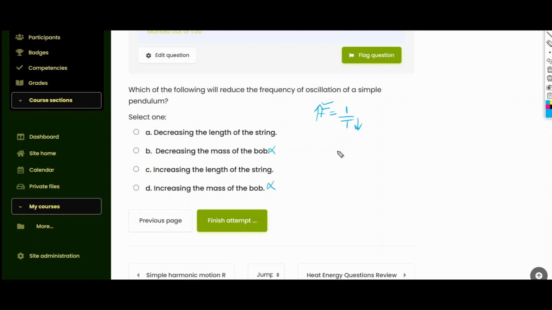From T equals 2 pi root L over g, we see that the period is directly proportional to the length, and the frequency is 1 over T. As L is increased, the frequency is decreased. So for us to have a decrease in frequency, we need to increase the length of the string.